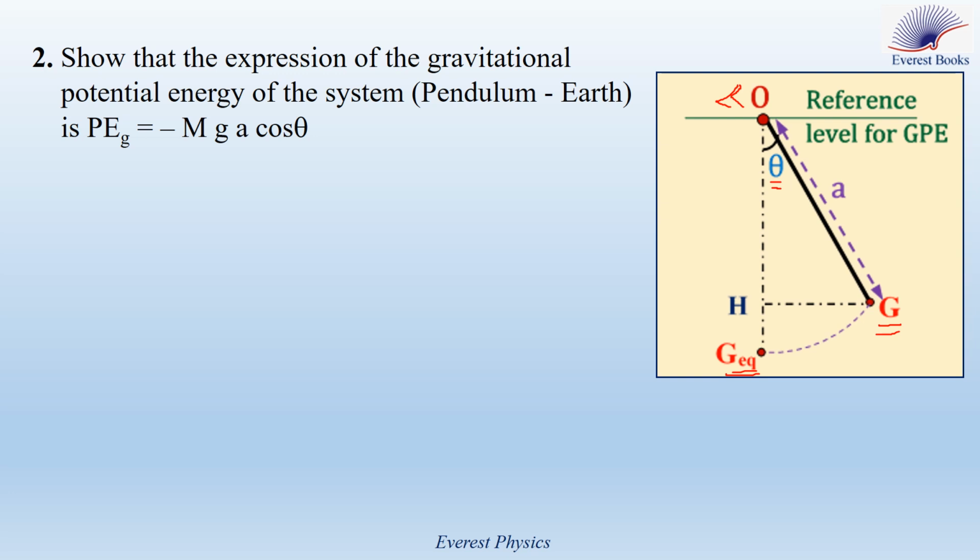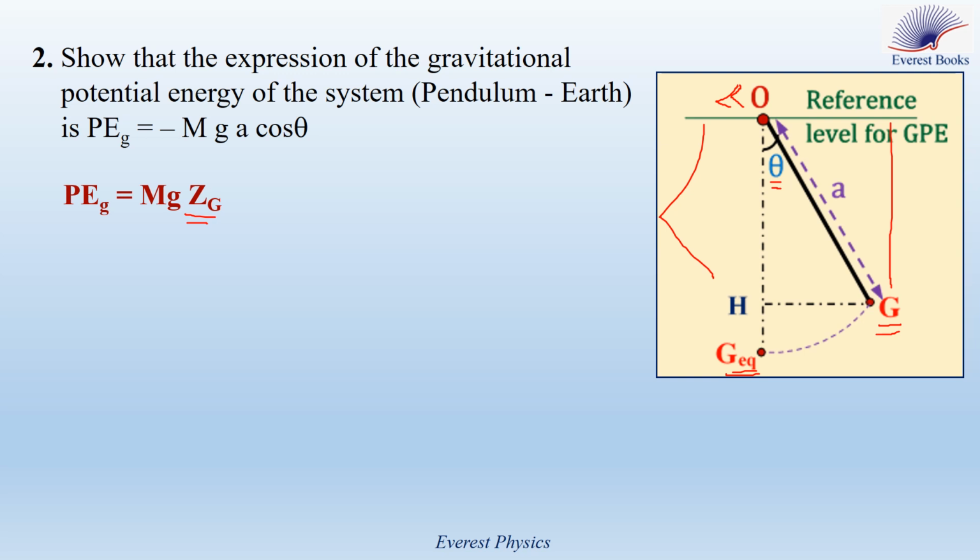Now let's move to the expression of the gravitational potential energy. GPE, or the potential energy, is equal to mgzG. Now we want to determine the expression of zG. Here is zG. It is the altitude of G relative to the reference level. zG is equal to minus OH because G is below the reference level.